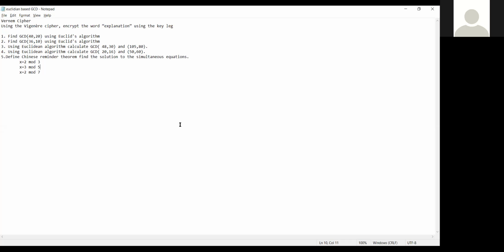Note down the fifth problem. Define Chinese remainder theorem. Find the solution to the simultaneous equations x equal to 2 mod 3, x equal to 3 mod 5, and x equal to 2 mod 7. Solve the problem now. If any clarifications are required, I am ready to help you out.